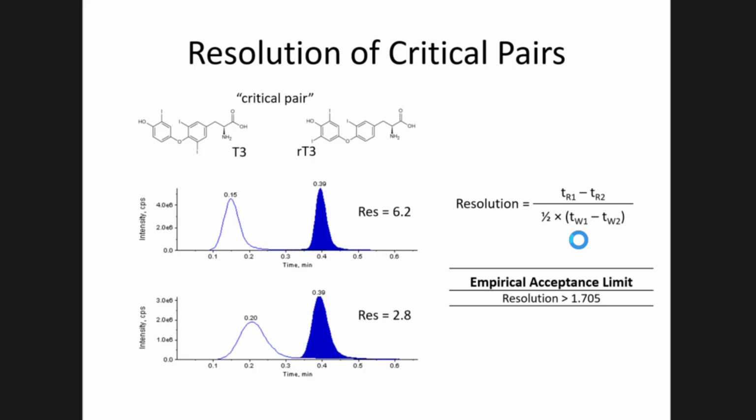If that changes significantly, then obviously something's wrong either with the column, the LC pump, or the connections. And if you define an acceptance limit, this is something that you can always refer back to.